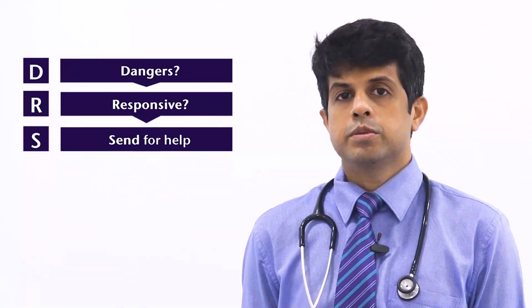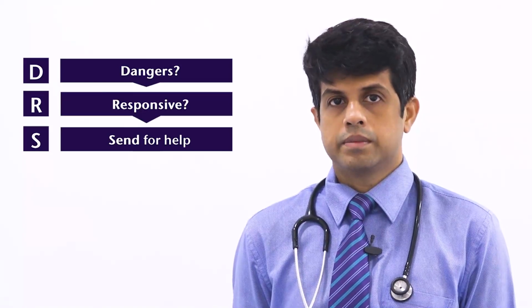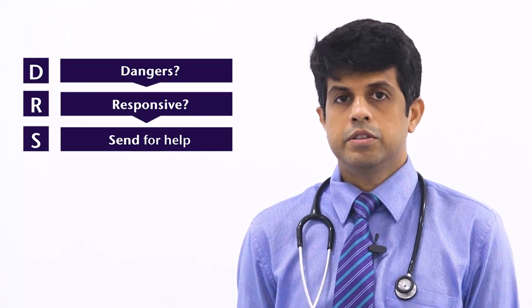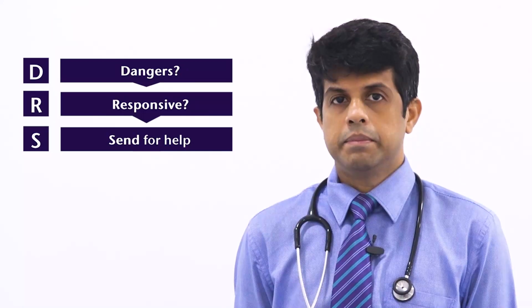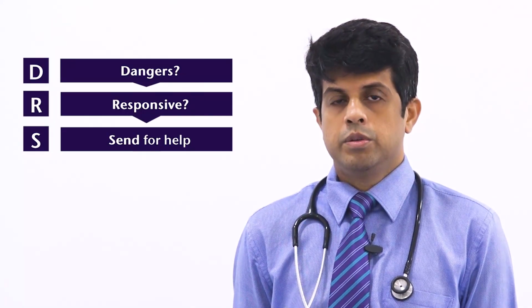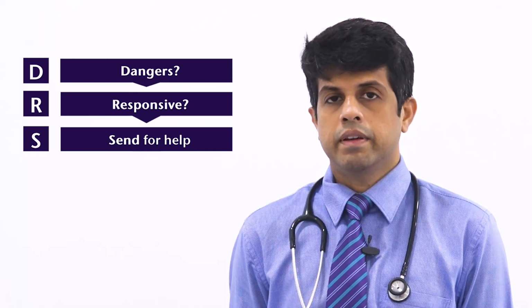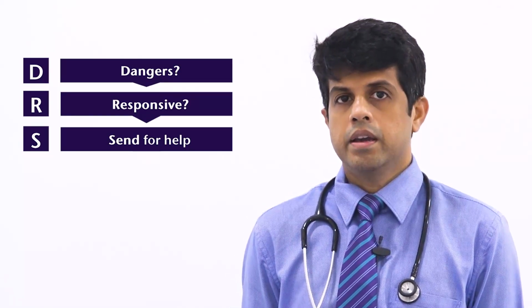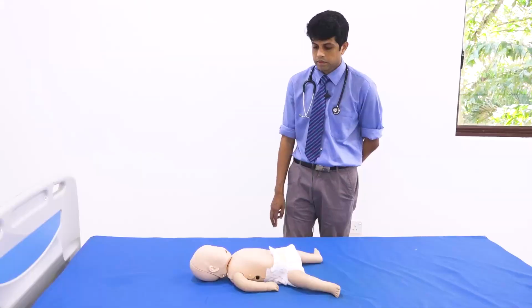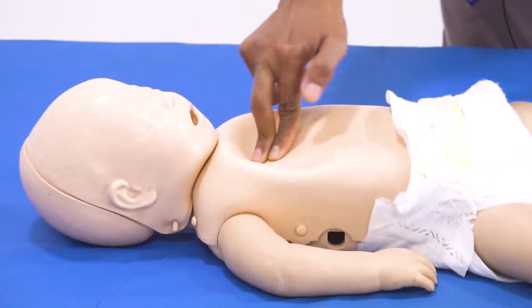The next step is to assess the child's responsiveness. It can be difficult to assess responsiveness in a collapsed child. You can look for evidence of breathing as well as check whether the child is responsive by rubbing the child's sternum. Baba, Baba.